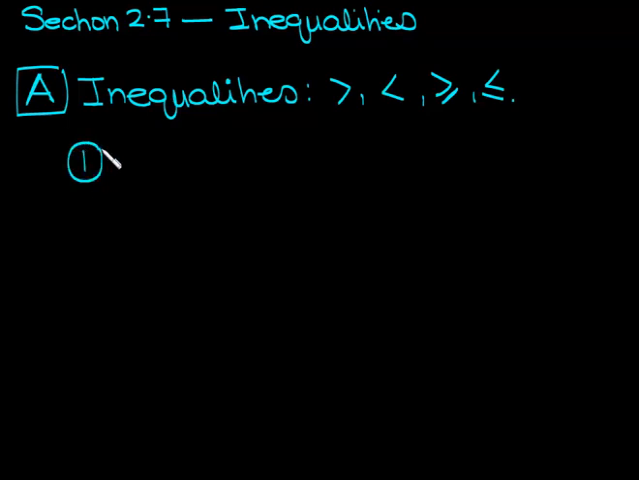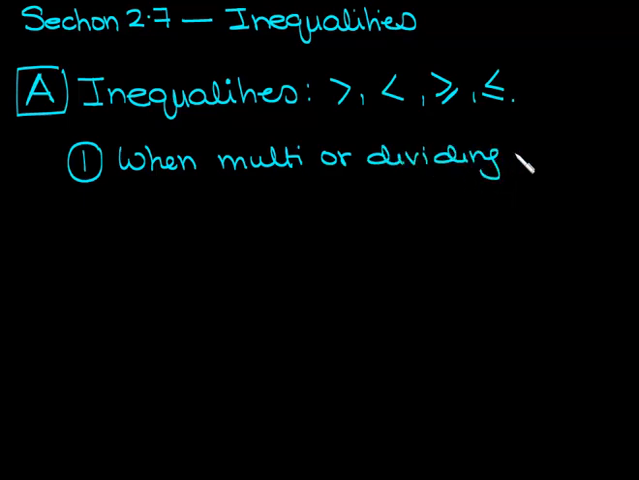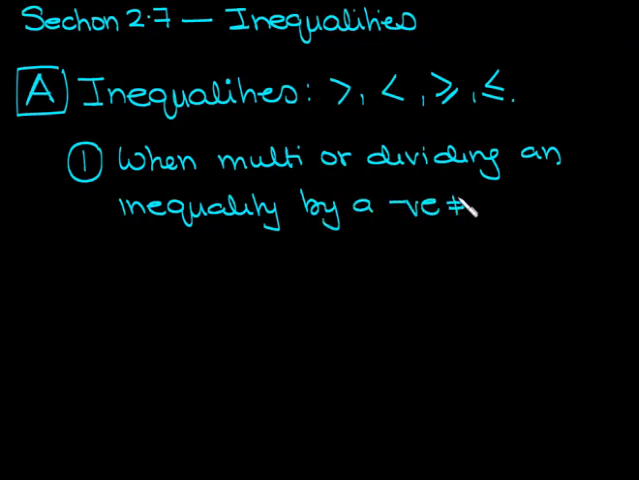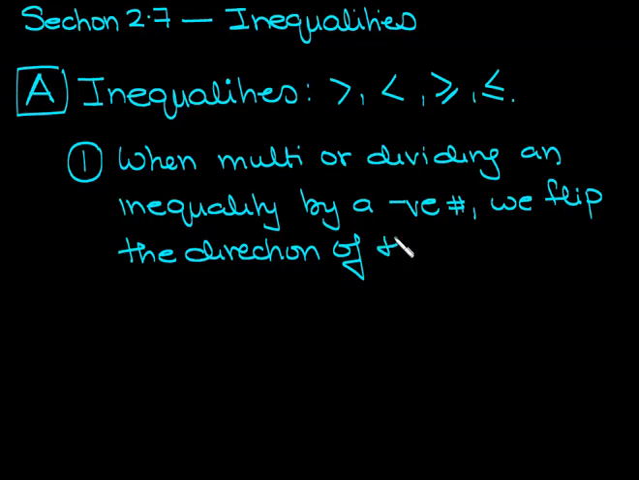One, when multiplying or dividing an inequality by a negative number, we flip the direction of the inequality. So that's something we need to know.